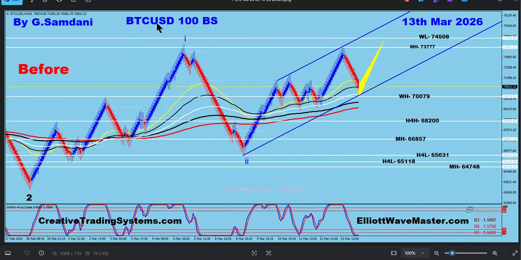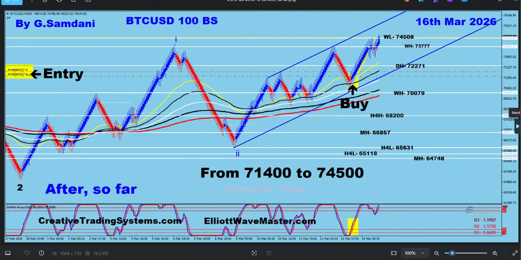Sorry, BTC means Bitcoin. So this is a chart I made, saying that somewhere here we're going to be bouncing and going to 74,508. And exactly that's what happened, 74,508 touch. And see, my trade is still open. I took it right from here, from a smaller time frame, but I'm showing it here.